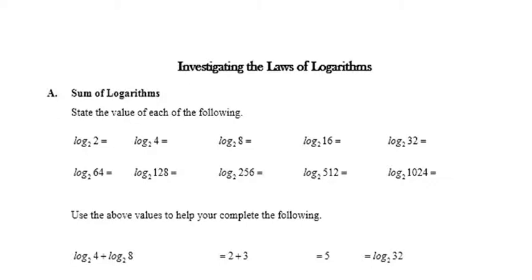So the logarithm is the exponent that I raised. These are all base 2 logs. So 2 to the power of what gives me 2? Yeah, it is that easy. 1. 2 to the what gives me 4? 2. 2 to the what? I think you can fill in the rest, right?